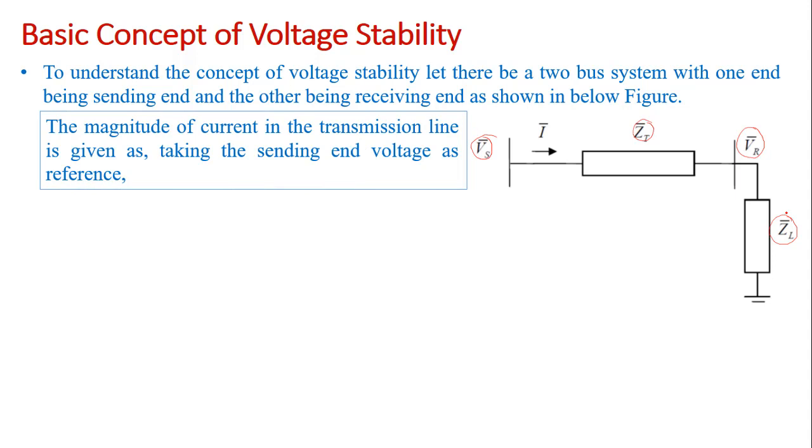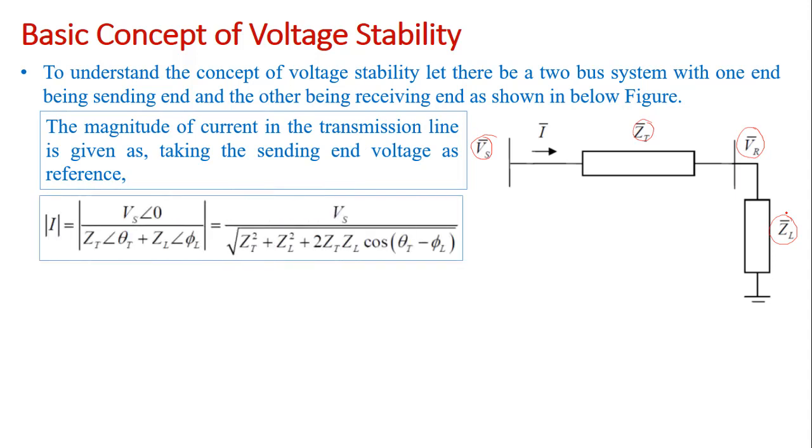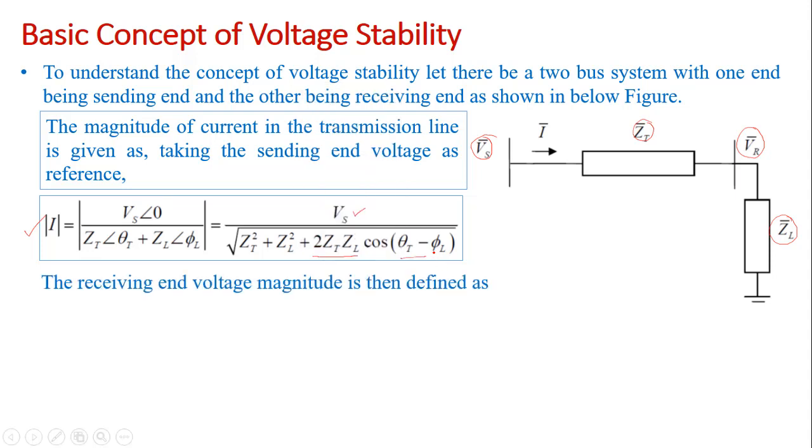The magnitude of current in the transmission line, we can write as I equal to the magnitude of Vs by Zt angle theta t plus Zl angle phi L. Vs is the magnitude of the sending end voltage, and the magnitude of Zt plus Zl is the square root of Zt square plus Zl square plus 2 Zt Zl cos of theta t minus phi L. So this is easy to understand.